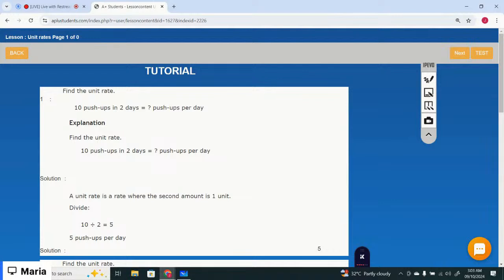Okay, find the unit rate. Unit rate means you need to find the rate of one thing, right? The one unit. 10 push ups in 2 days. You need to find the push ups per day, right? A unit rate is the rate where the second amount is 1 unit. So you need to divide 10 by 2. 10 divided by 2 equals 5. So that is 5 push ups per day.